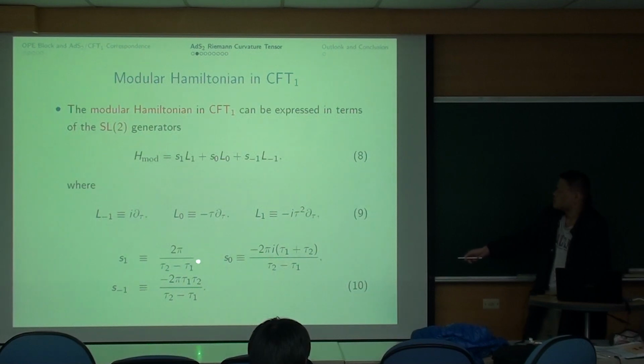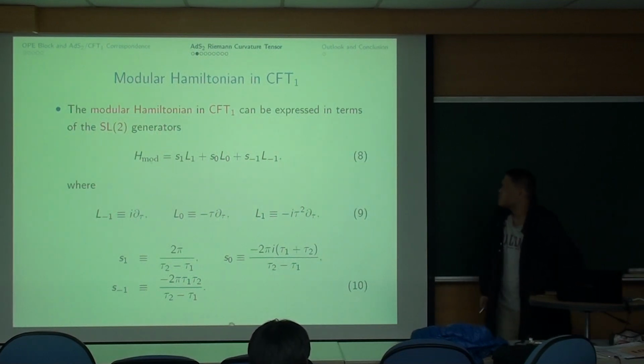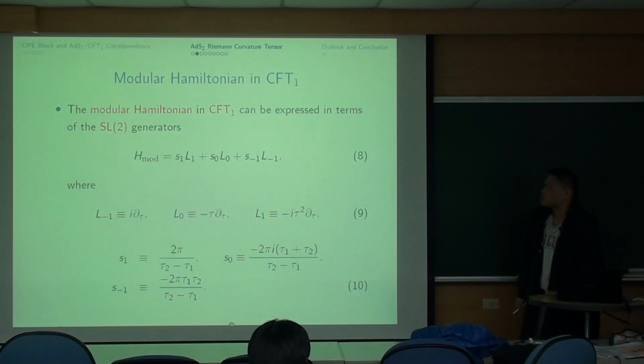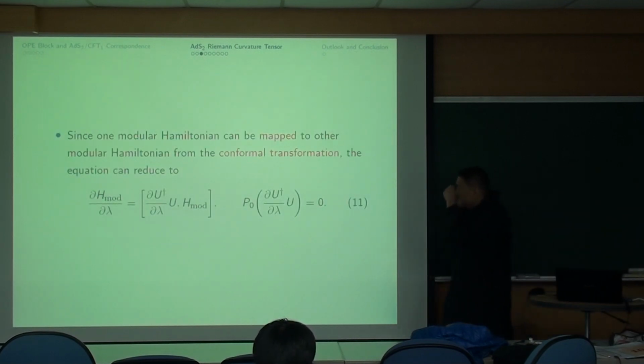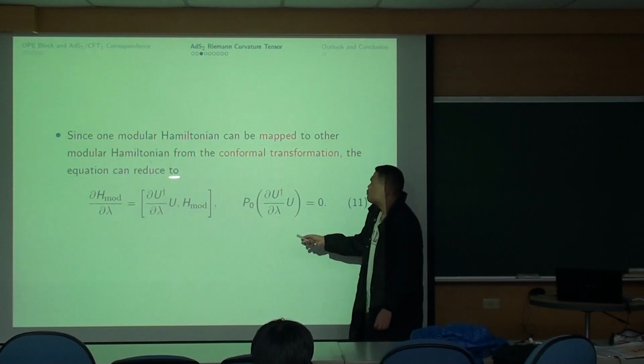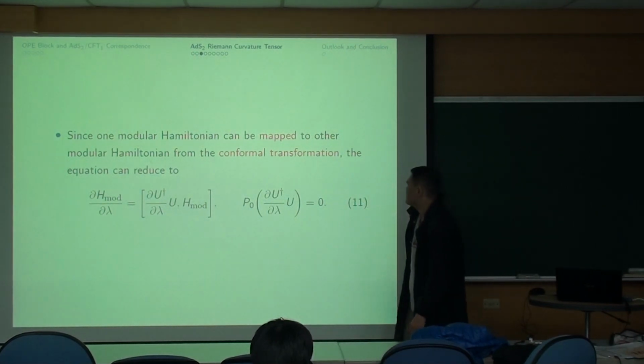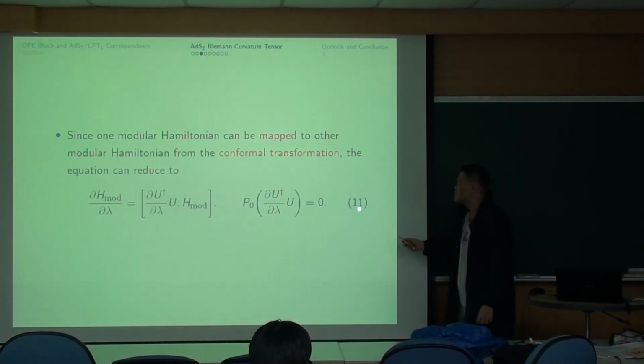You see here, tau 2 minus tau 1 gives the bulk time T, and tau 1 plus tau 2 gives you D. So you can see that the modular Hamiltonian can be written in terms of the bulk coordinates T and D. This means that our correlation setup is very clear here from equation A of the modular Hamiltonian. This modular Hamiltonian can be mapped to another modular Hamiltonian by a conformal transformation. So the equation can be reduced to the equation below.